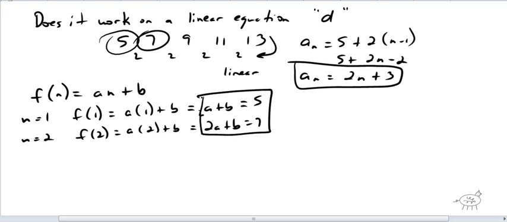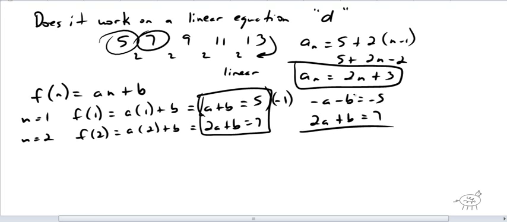So now I have a system of equations, a little bit easier because it's just a 2 by 2, but let's solve it here. So if I multiply this by, let's get rid of the b. It's usually easier to get rid of that last variable. So I multiply this by -1. I get negative a minus b equals -5. And here I get 2a plus b equals 7. So the b's cancel, and we have a equals 2.